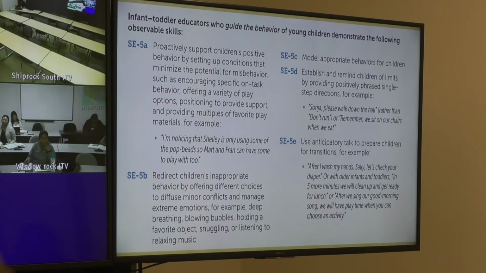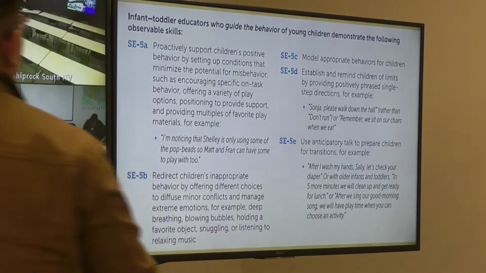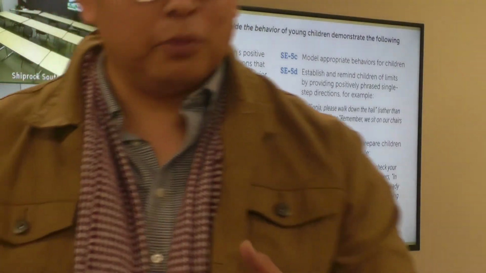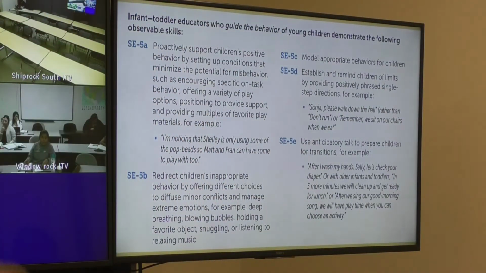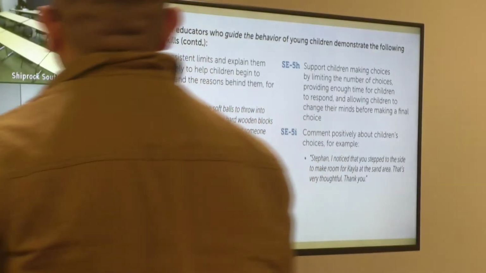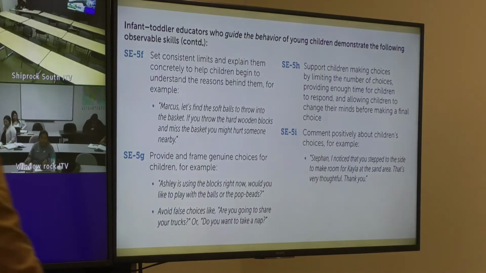Then it goes into the area of learning behavior. Establish and remind children of limits. Use anticipatory talk to prepare children for transition. Anticipatory saying, you know, we're going to be doing this. You better get ready for this. You better start getting up at this time. Can you wake up at this time? All these different things, you're making sure that one, it's anticipatory. And then set consistent limits and explain to them concretely to help children begin to understand the reasons.